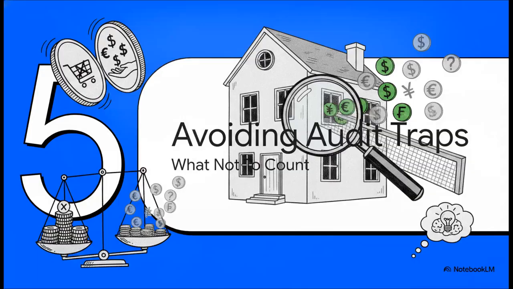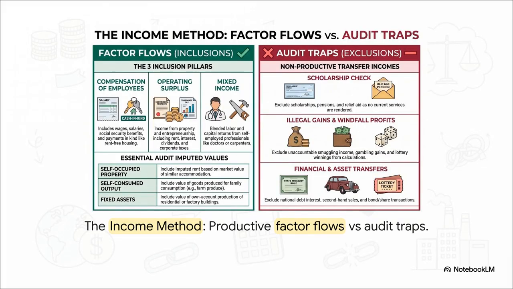Section 5. Avoiding income audit traps. What not to count. So, we've seen how tough tracking spending is. Now let's flip the coin from the expenditure method over to the income method. We need to screen what counts as real income for our giant house and what's essentially an illusion.